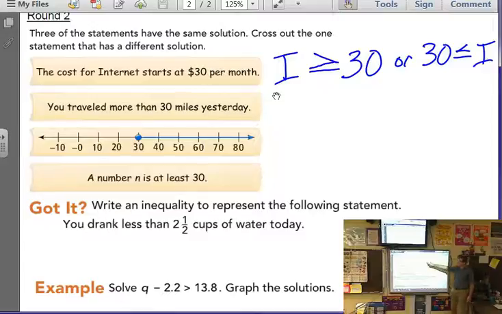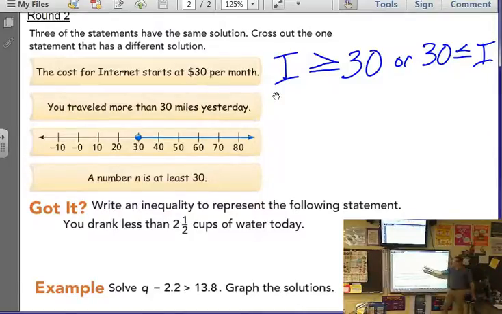If I flip it around, I have to flip this middle symbol. So if I change the order that I've got it written, this is where it's different than equations. Because if I flip an equal sign, it's still an equal sign. If I flip an inequality, now it changes.